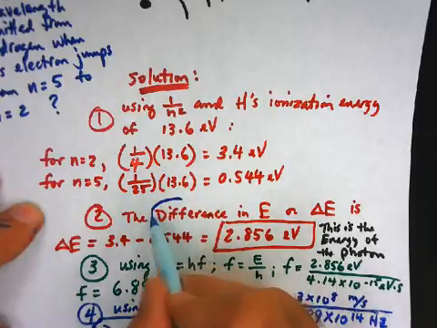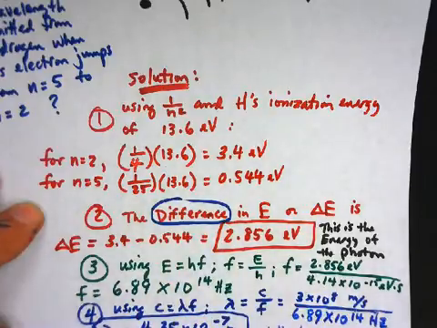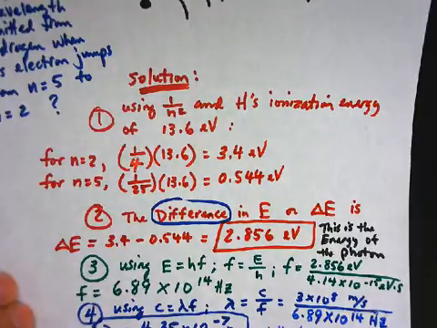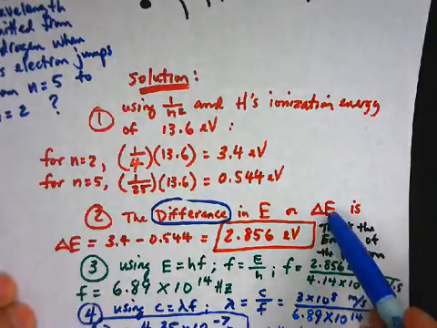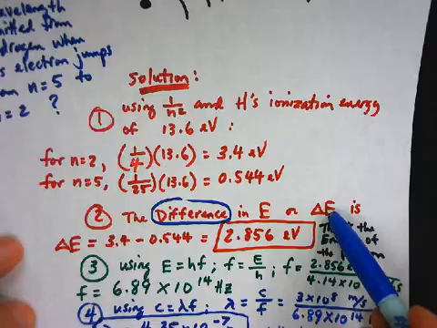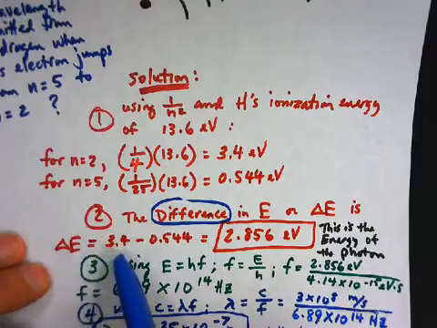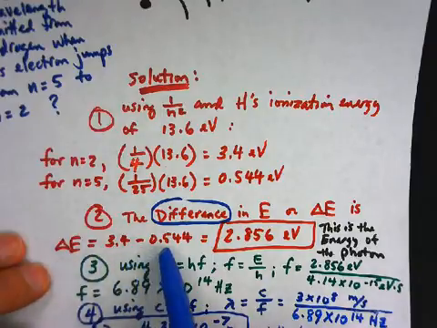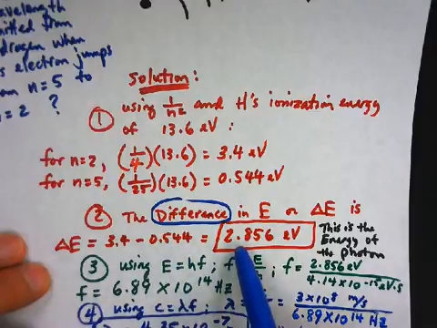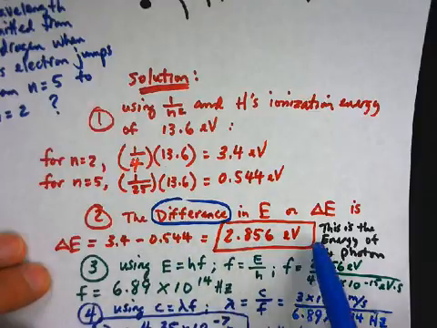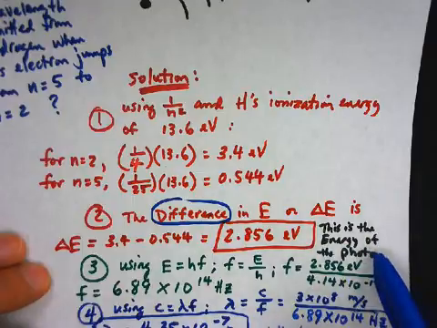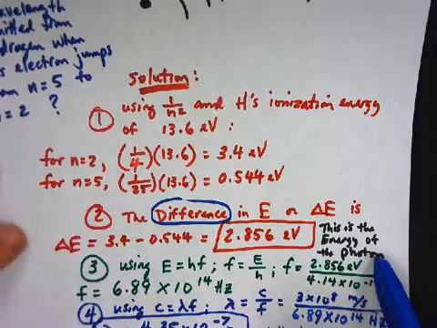Now, if we take the difference in those two energy levels, that difference in energy, or delta E, represents the amount of energy released in that photon. So delta E is the difference, or we'll just take the absolute value, 3.4 minus 0.544. We get 2.856 electron volts. So this is the energy of the photon. But I asked you, what is the wavelength, not the energy. So we have to go a little bit further.